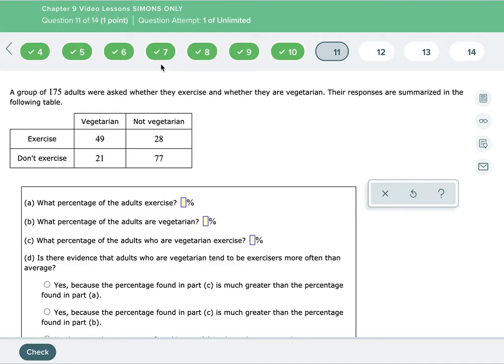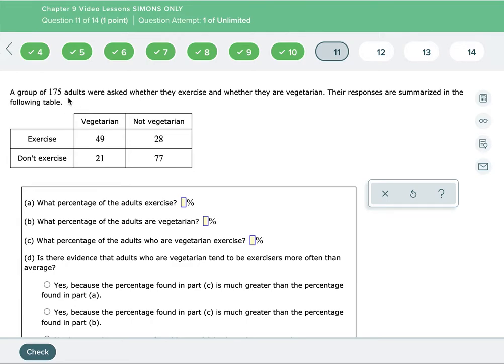You have to read them carefully, and you have to be careful about which population you're talking about. Sometimes you're talking about the whole population, and other times you're talking about only part of the group, right? So let's look at this, and then I think you'll see where I'm coming from.